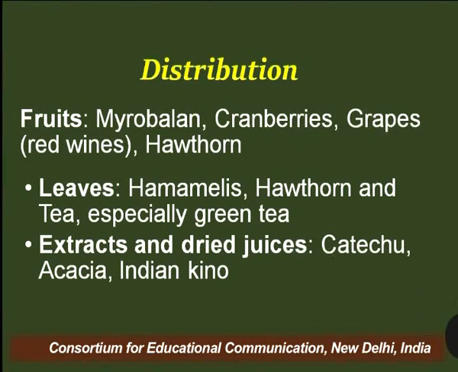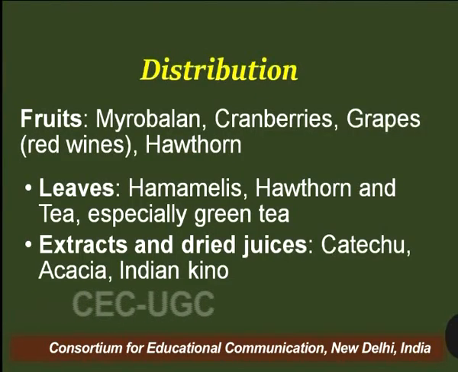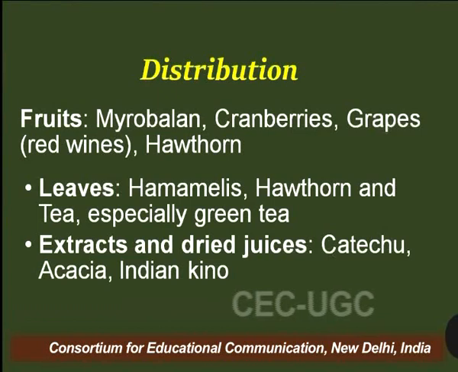Then cranberries, grapes, specifically in case of red wines, where tannins exhibit a non-pharmaceutical, non-therapeutic use, wherein they are largely used to improve the flavor of these wines. Then tannins are also found in leaves such as hemimalice, or especially in case of green tea where a lot of catechins are present. Then you will also find tannins in certain extracts or dried juices of catechu or acacia or Indian kino. So you can see that tannins are present in almost every part of a particular plant.